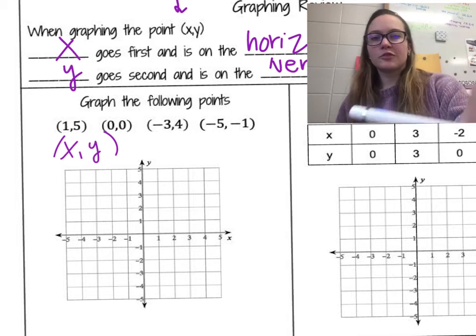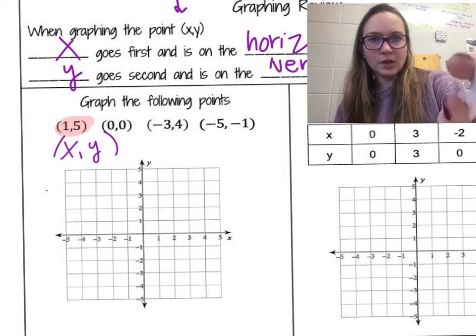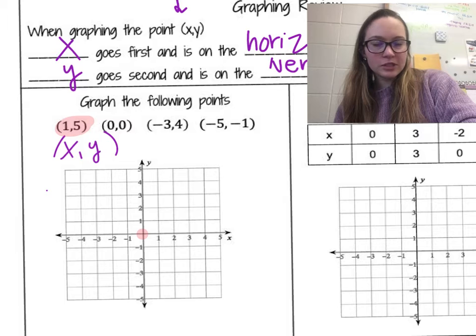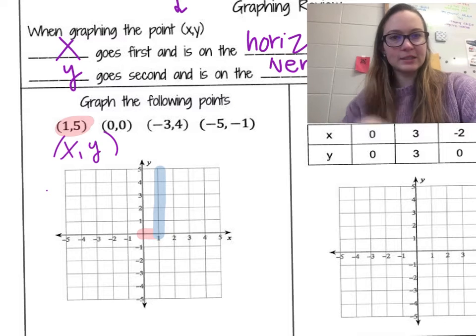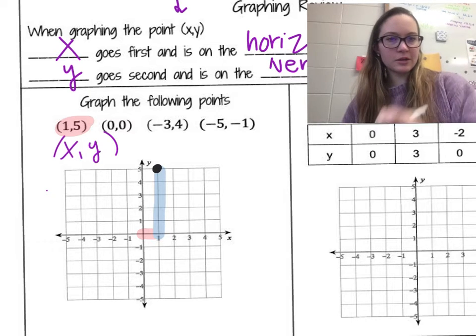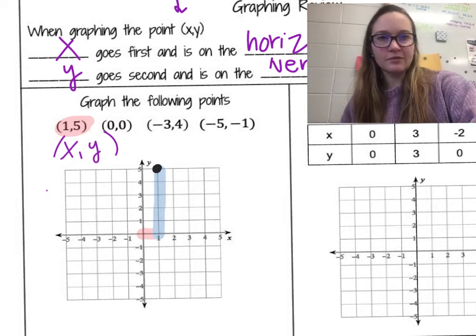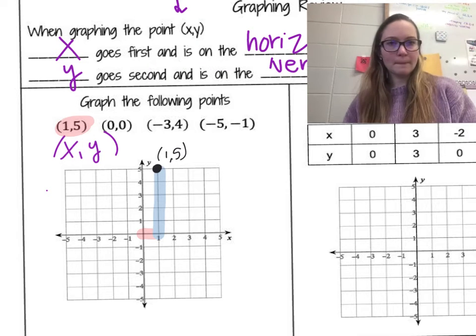Okay. So for the point 1, 5, my X value is 1. So I'm going to start at the origin, and then go right 1. Then my Y value is 5. So from there, I'm going to go to positive 5. And that's where my point goes. Right there. So that is the point 1, 5. We're going to label it. There we go.